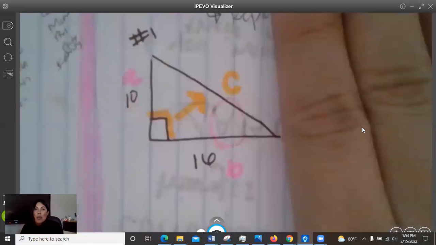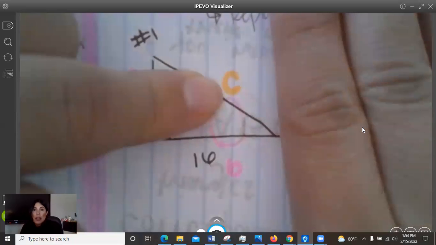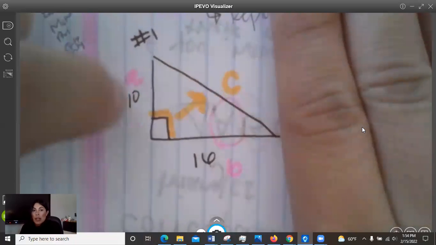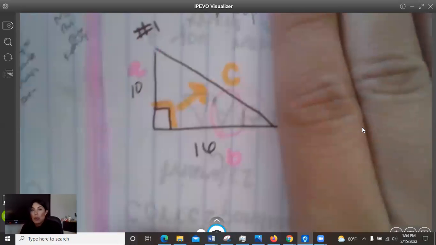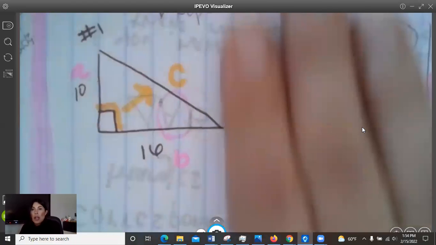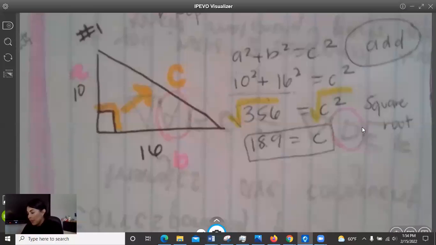So here we have got the whole thing solved right here. We label C. Here's my box. The one across from the box is C. The other 2, it doesn't matter, A and B. I could have made this one B, but someone in class chose to make it A. That doesn't matter. As long as C is labeled, A and B are legs, so they don't really matter. Then we're going to put it in our formula.